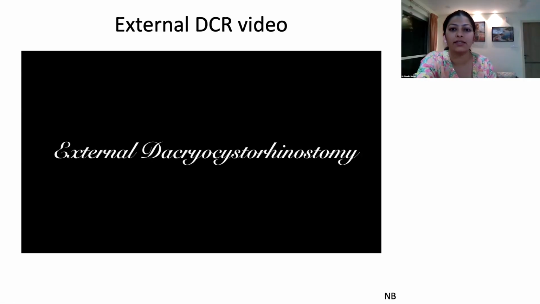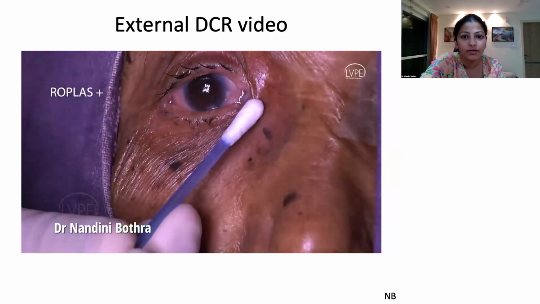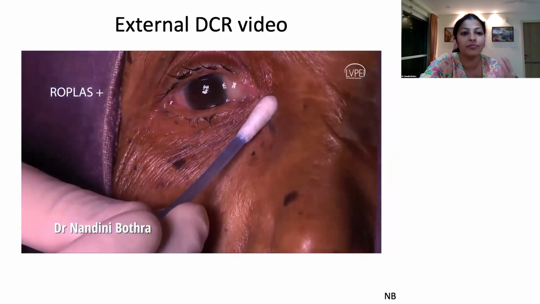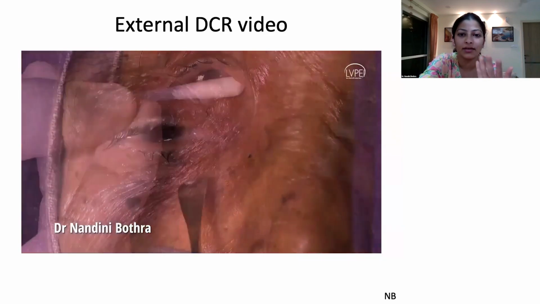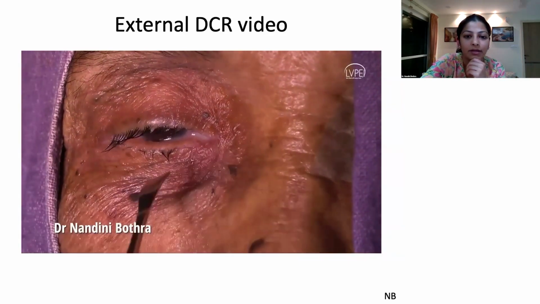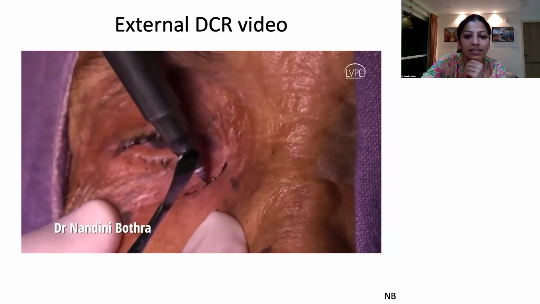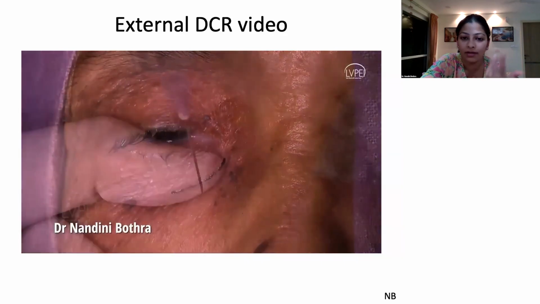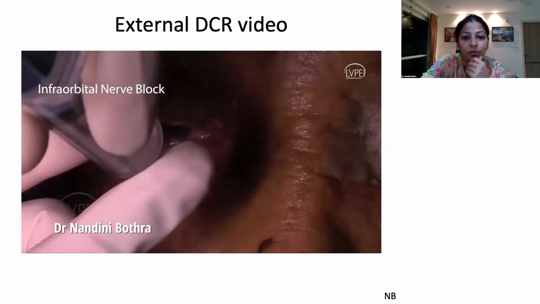Right. So let's go through the steps of the external DCR. Here we are showing it on an adult, but the similar procedure can be done in a child as well. First thing, always confirm your syringing findings, whether there is actually an obstruction. Here, because it's an adult, we just pressed on the lacrimal sac and saw regurgitation from the opposite punctum. Now you mark the incision, which is along the anterior lacrimal crest. In a kid, of course, you will do it under general anesthesia. In an adult, you can do it under local anesthesia.